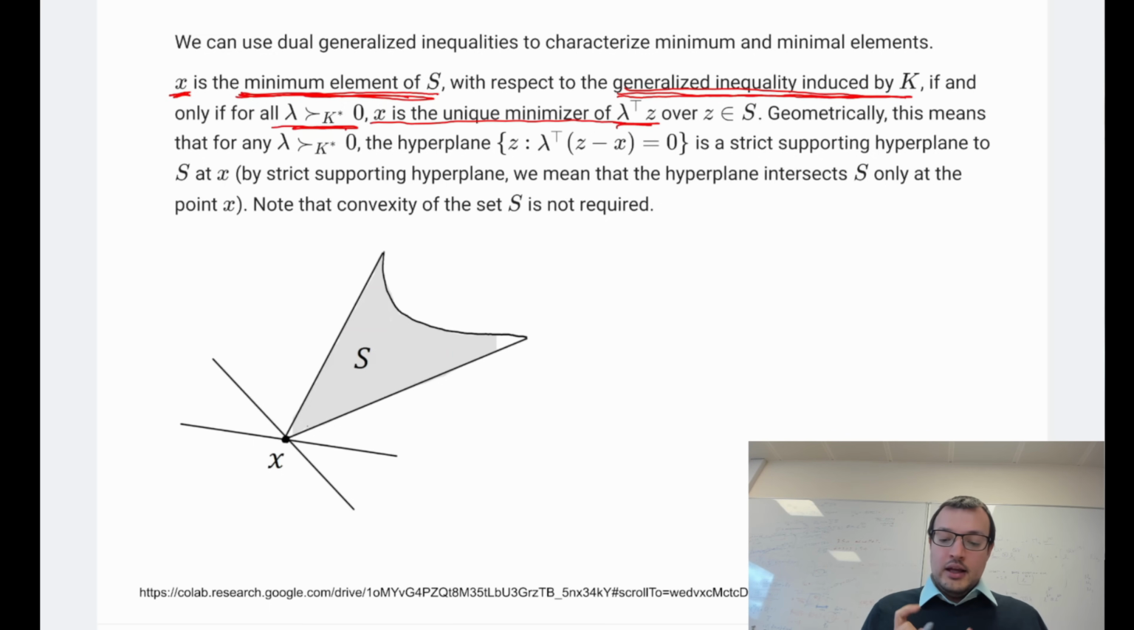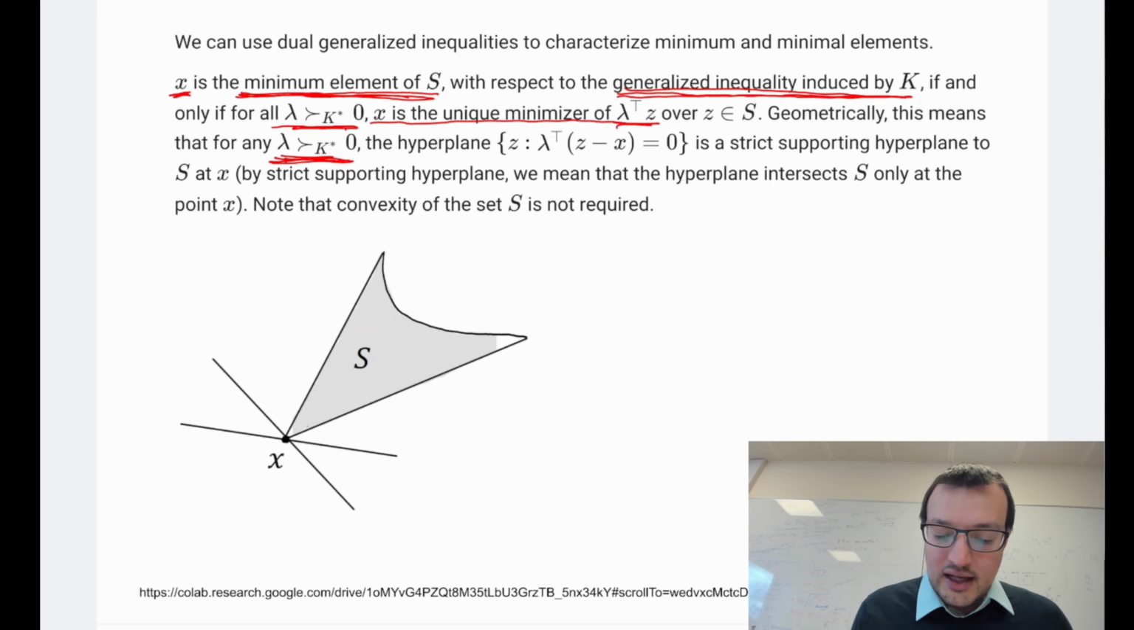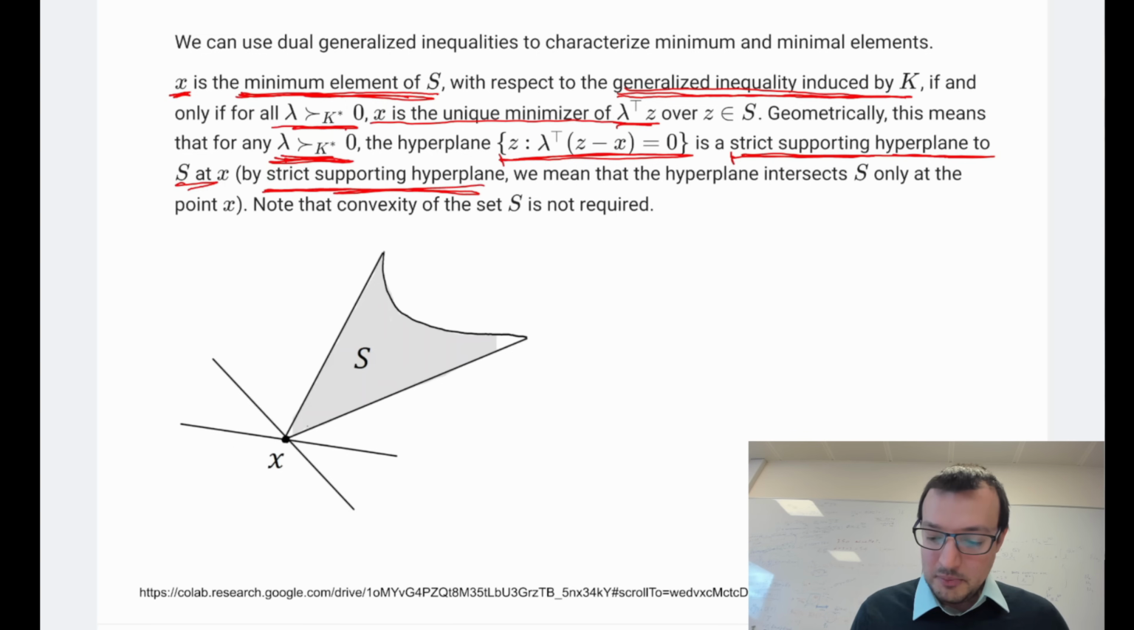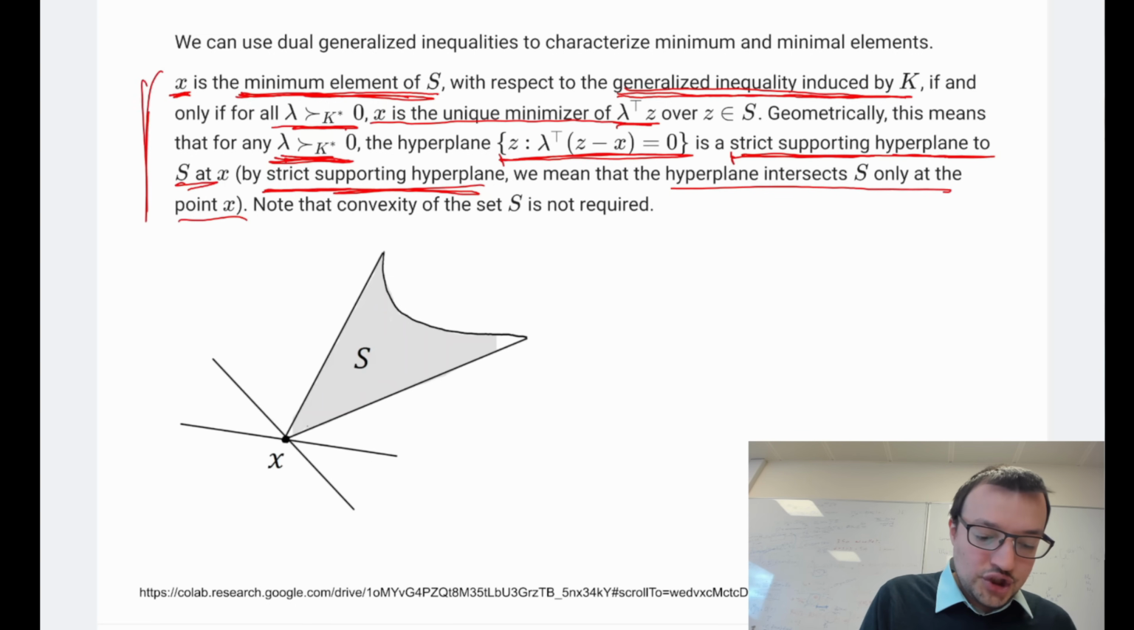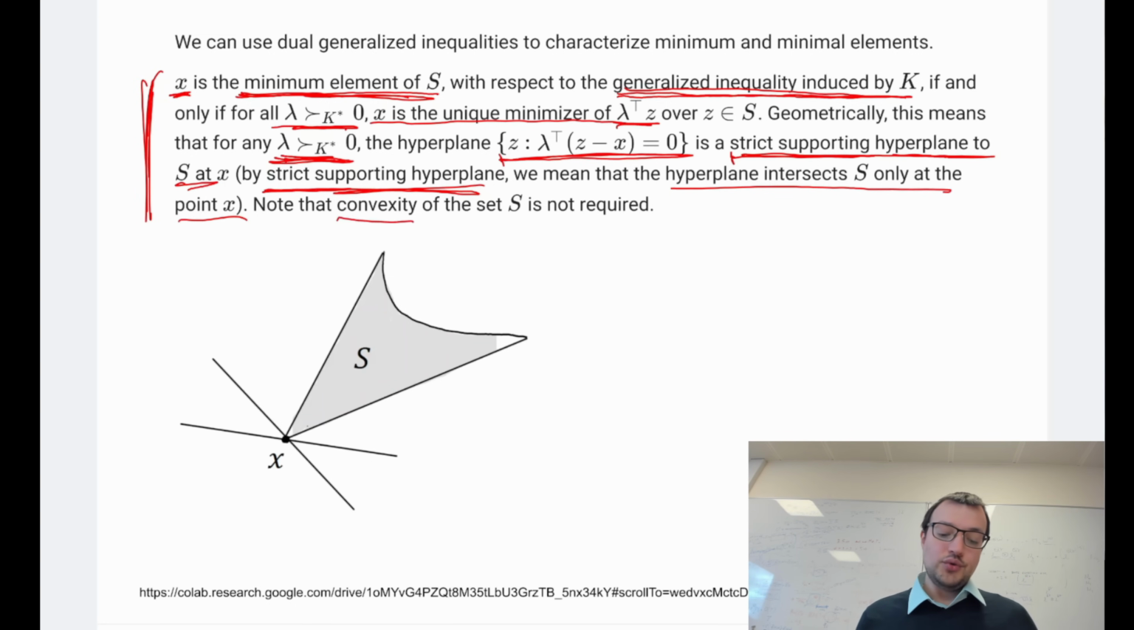Geometrically this means that for any strictly positive lambda, the hyperplane defined as lambda transpose times (Z minus X) equal to 0 is a strict supporting hyperplane to S. By strict supporting hyperplane we mean a hyperplane that intersects S only at one point, X. Note that in all this definition we didn't use convexity, so this is true always.